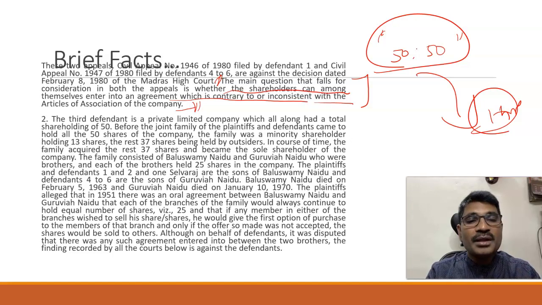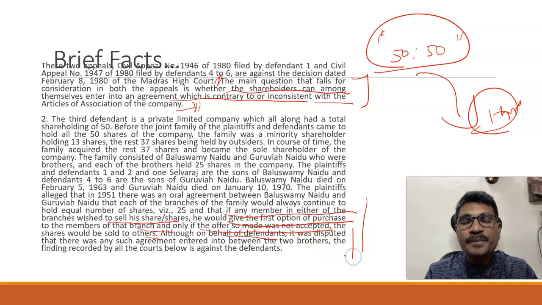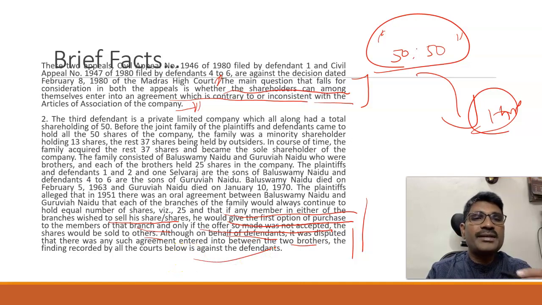I will repeat again. Here they say, if the family members of either of the branches wish to sell his shares, he would give the first option of purchase to the members of that branch, and only if the offer so made was not accepted, the shares would be sold to others. Although on behalf of the defendants it was disputed that there was any such agreement entered into between the two brothers, the finding recorded by the courts below is against the defendants.